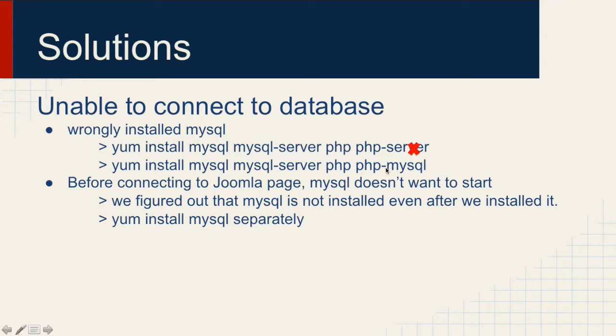So instead of installing the HTTP server, we reinstalled php-mysql. By doing that, we can access PHP again. But before connecting to Joomla, MySQL didn't want to start. We realized that MySQL wasn't installed even after we installed it. So what we did was yum install MySQL separately. By doing that, we can access MySQL and PHP, and we are able to connect to the database.